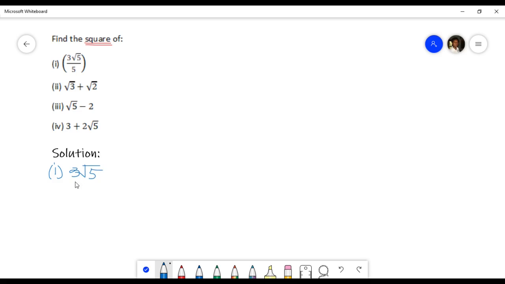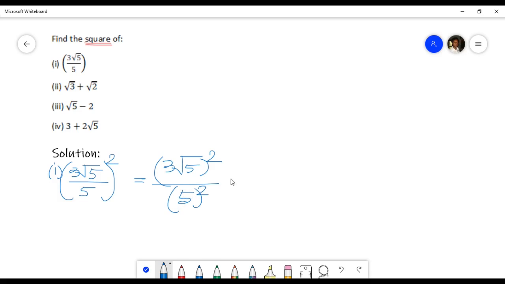When we multiply a number 2 times, that's what we'll be doing. We will be multiplying this equation 2 times: 3 root 5 by 5 to the power 2. Now we will separate the numerator and the denominator with the squares: 3 root 5 whole square by 5 square.